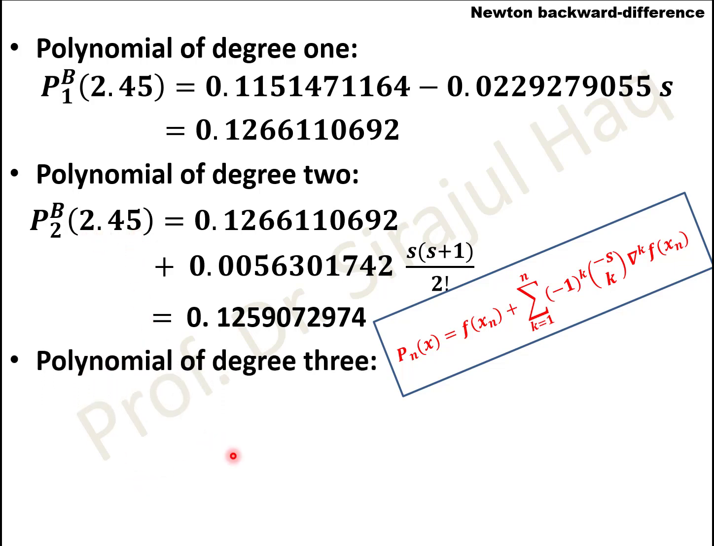Similarly, go for polynomial of degree 3. When I say polynomial of degree 3, in this summation, k will start from 1 and will go up to 3.